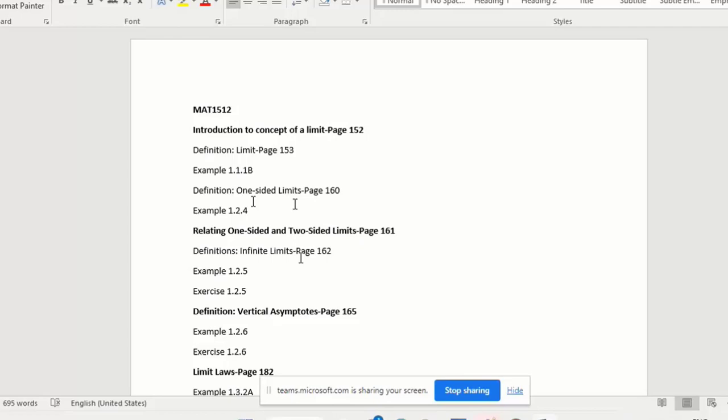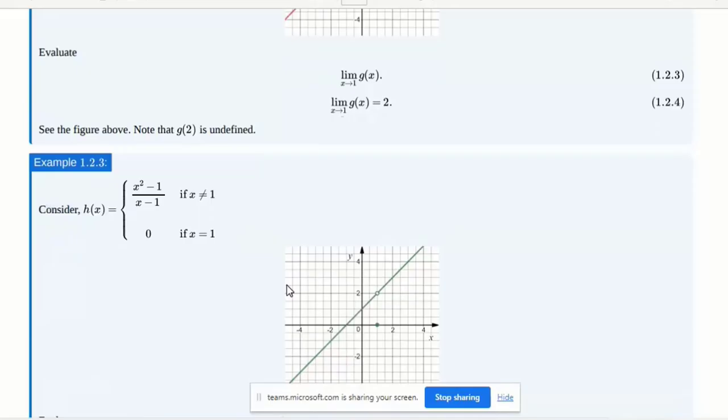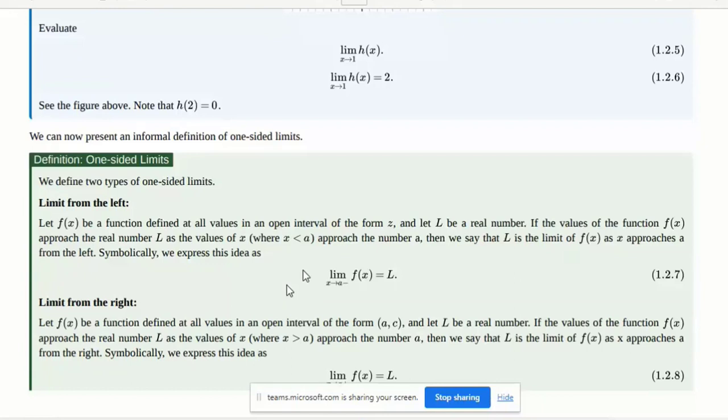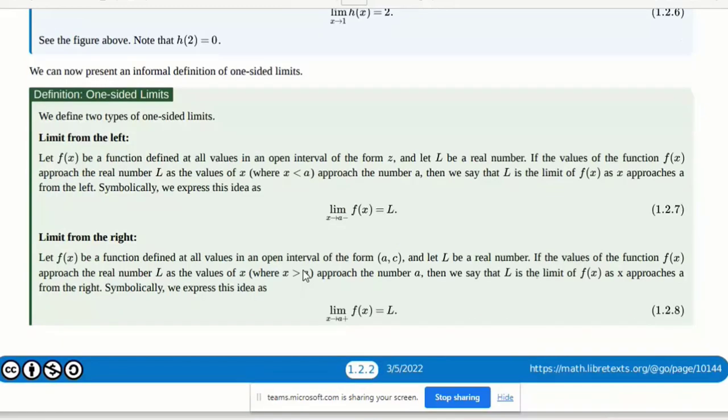Let's go to the definition on page 160. Now, this is our Bible going forward. Definition of one-sided limits. We define two types of one-sided limits. Limit from the left. We let f of x be a function defined at all values in an open interval of the form (c, a), and let L be a real number.